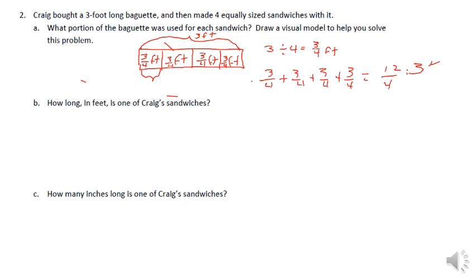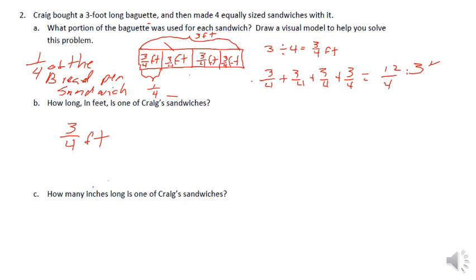Oh, so in all actuality, our answer for this is where our 3/4 of a foot comes from. All this one here wanted to know was what portion of it. Well, the portion that was used here was 1/4 of the whole baguette. So 1/4 of the bread per sandwich. So that's where we've got to watch this and read them very closely.